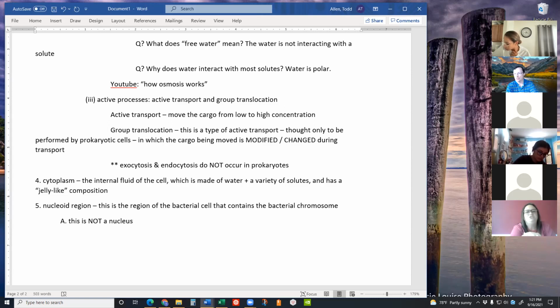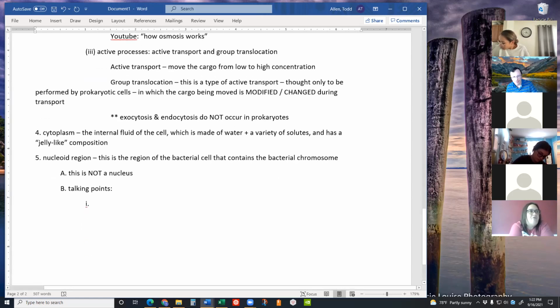And that's one of the gotchas, right? Somebody on the exam is going to tell me nucleus rather than nucleoid. And while most people will say, well, I don't care, big deal, splitting hairs, here in micro, we care about these details. The nucleoid region is not the same thing as a nucleus. There is no membrane, okay? Some things that I would ask you to be aware of here, talking points about the nucleoid region.